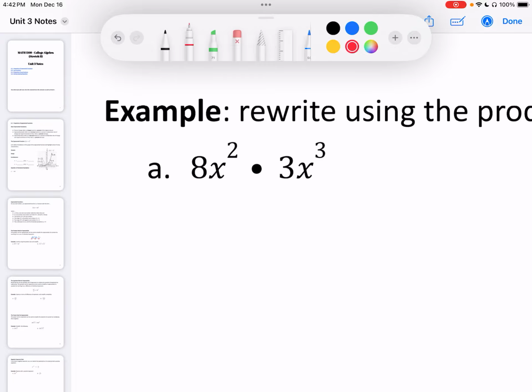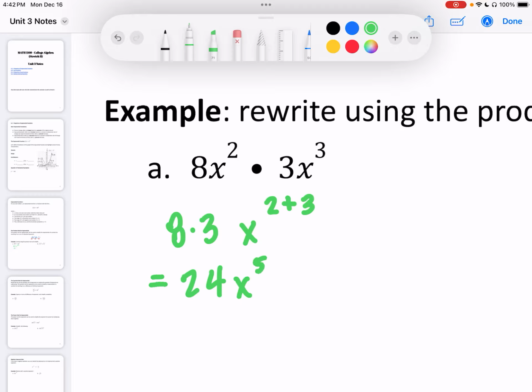Okay. So we'll just do these two examples here briefly to show you what that's going to look like. So here we have 8x squared times 3x cubed. So we're going to have 8 times 3x to the power of 2 plus 3. So we're going to have 24x to the fifth. Okay, that's going to be important there. Make sure that you are adding those exponents when the expressions are multiplying.